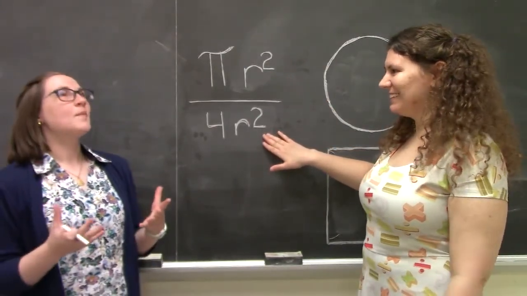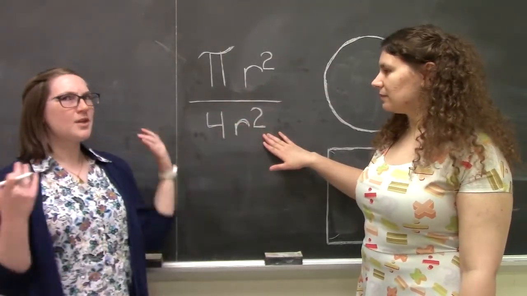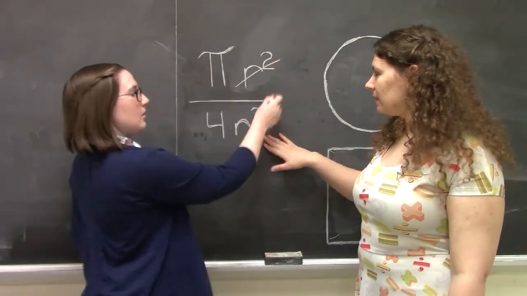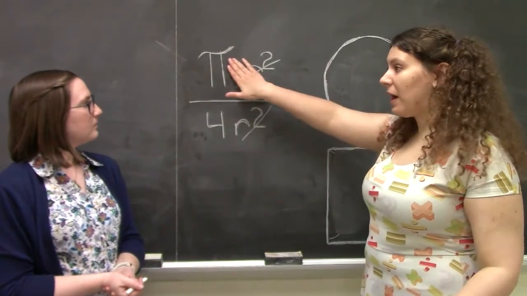Oh, I love this part of math. I get to cross things out because if we divide one number by itself, it equals 1. So I can just cross them out. Wonderful. So once we've gotten that crossed out, we're left with pi over 4.